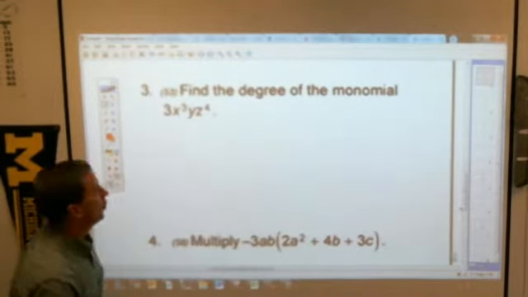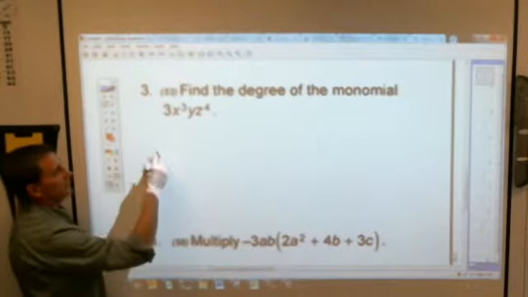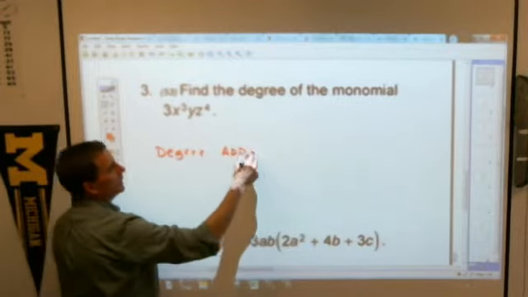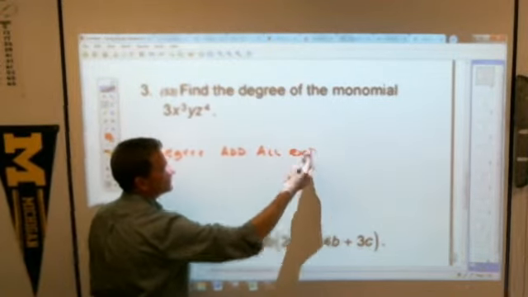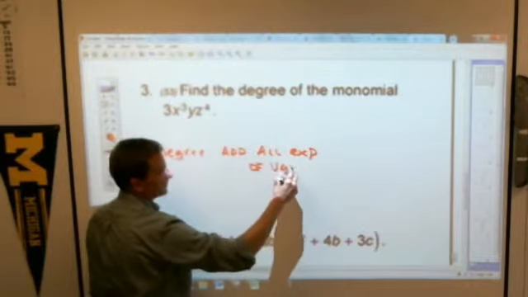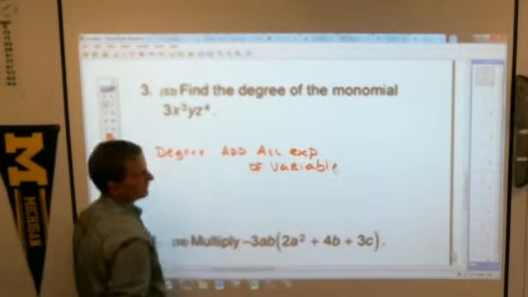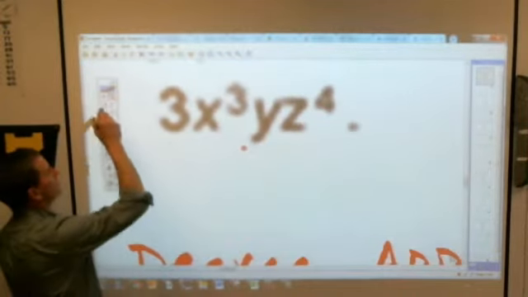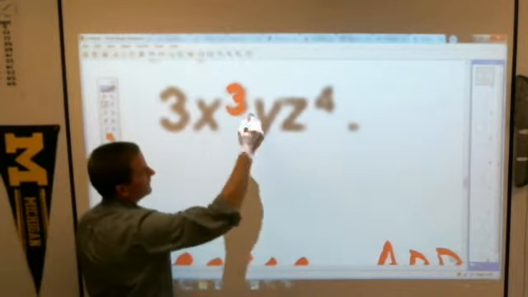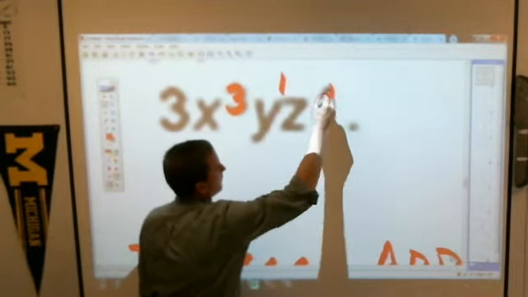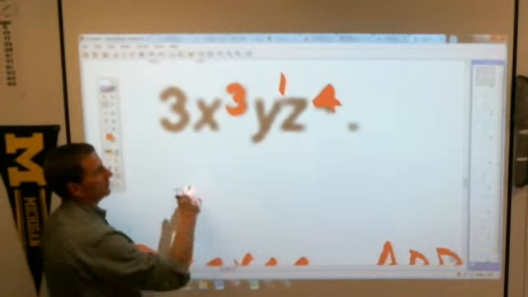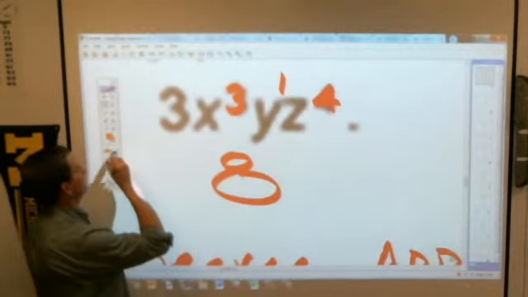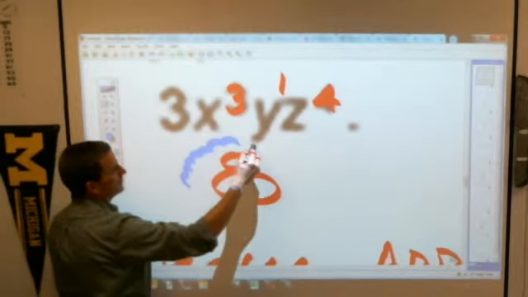Find the degree of the monomial. To find degrees, children, you add all exponents of variables together, not the numbers. If the number had an exponent, it doesn't matter. Let me make this bigger so it's clear. You have a 3, a 1, and a 4. Putting all those together, you end up with a degree of 8.